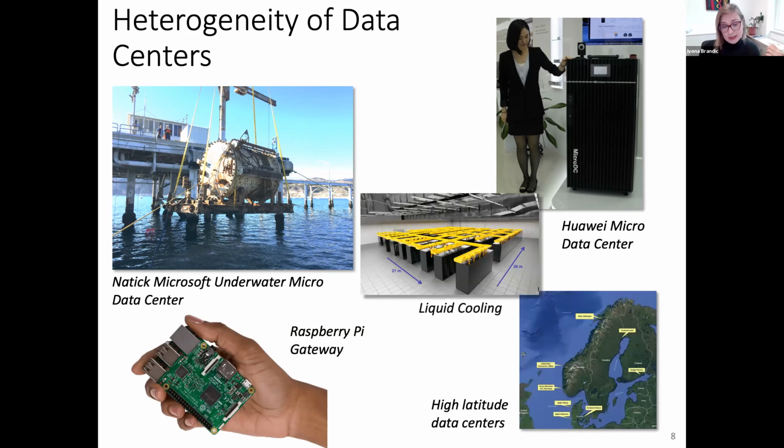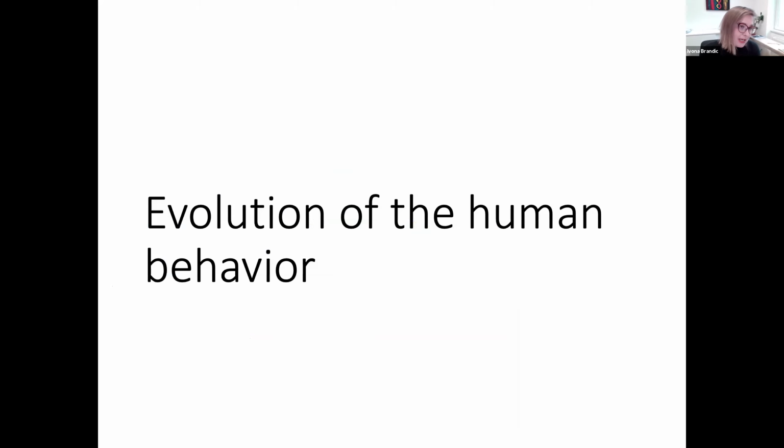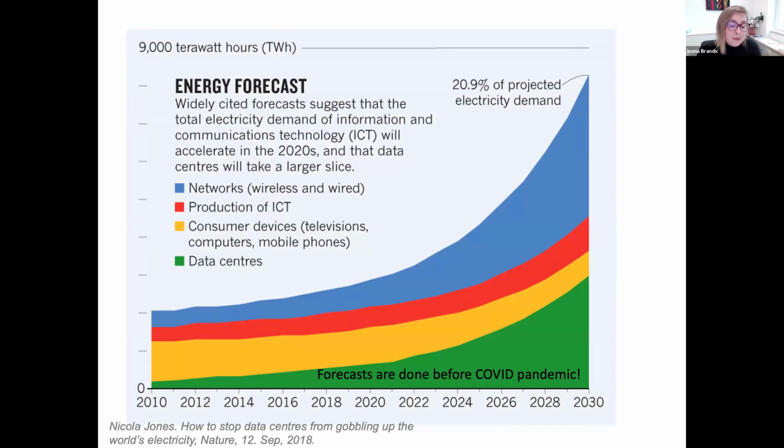The next issue that I also want to discuss with you, which is also related to edge computing, is the evolution of human behavior. And what do I mean by that? It's shown on this picture. What you can see here is a forecast of how the energy consumption in ICT will increase, and it's not a random journal, it's Nature, published 2018. There are some very interesting observations that we can see here. On the one hand, the production of ICT will cost the same energy in the future, right? So this is not significantly increasing, the red area.